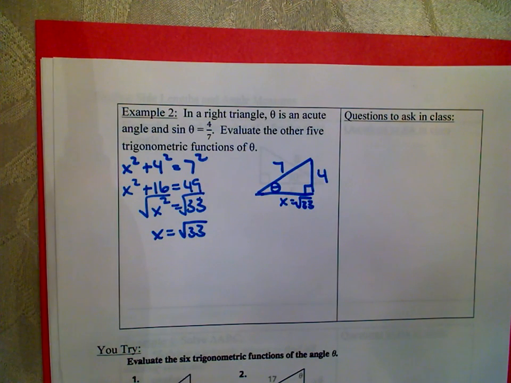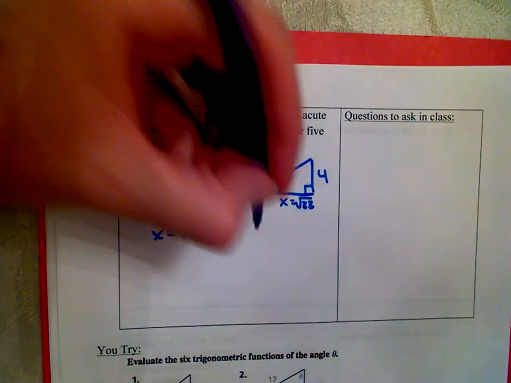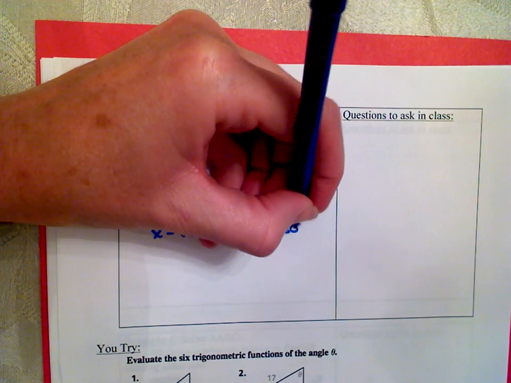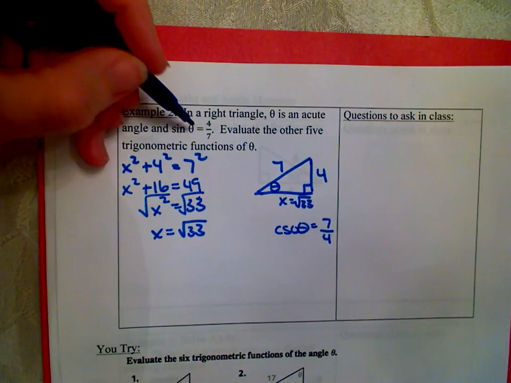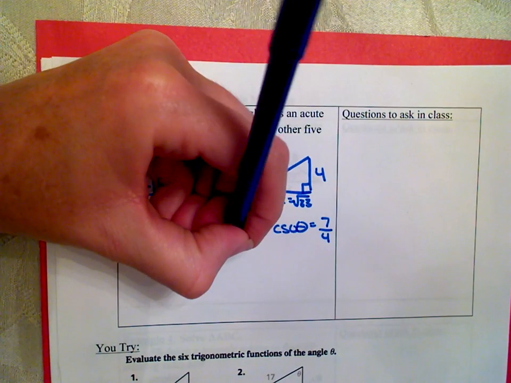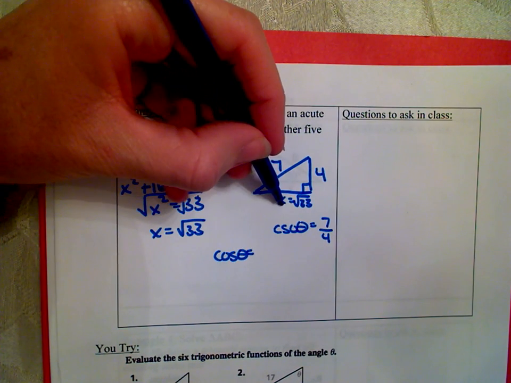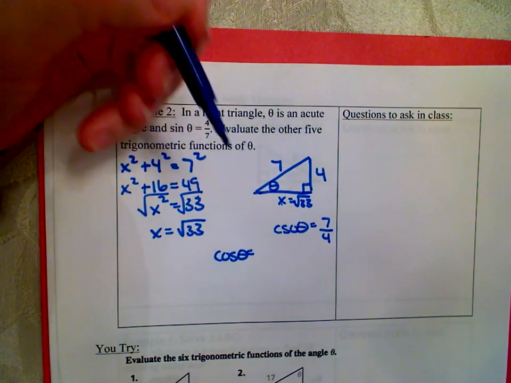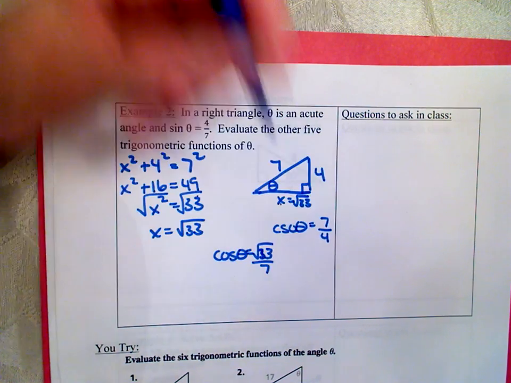We already know what the sine is. Now, since I know the sine function, I'm going to immediately write down that cosecant is going to be 7 over 4, because remember, sine and cosecant are reciprocals. Let's go ahead and find cosine. Cosine is the adjacent side over the hypotenuse, and so for our triangle, that'll be the square root of 33 over 7.